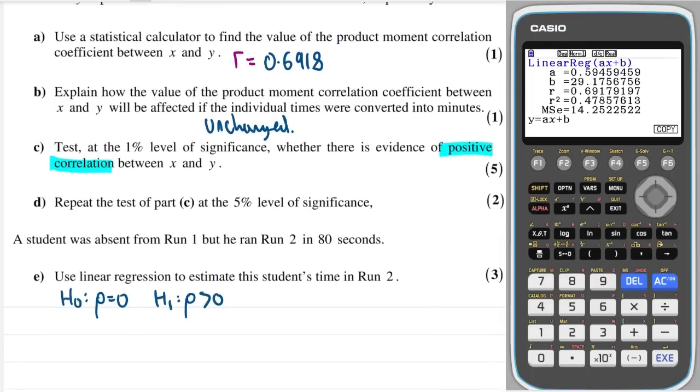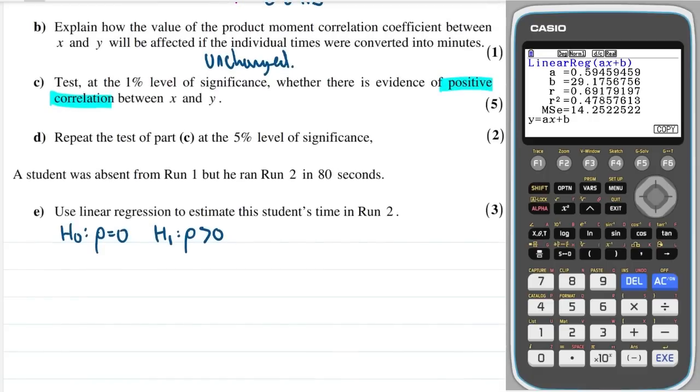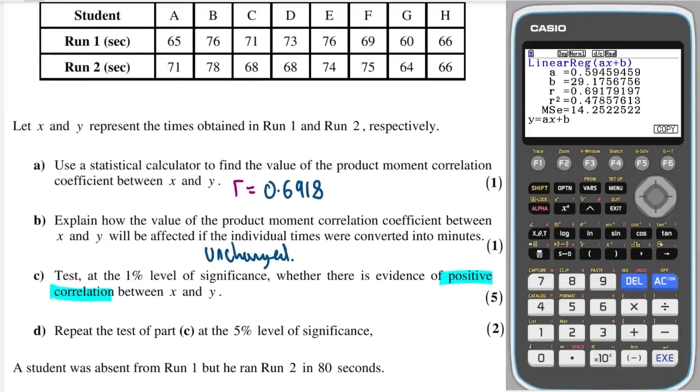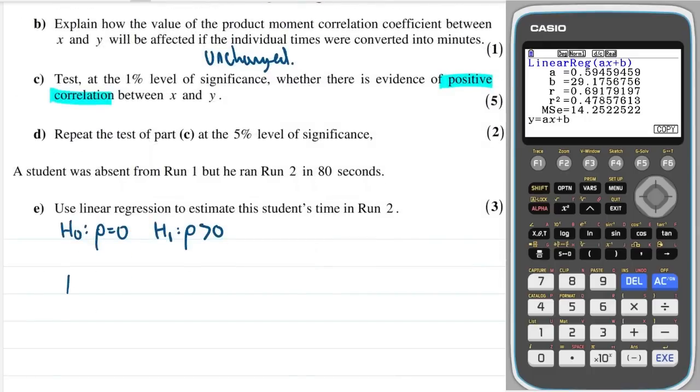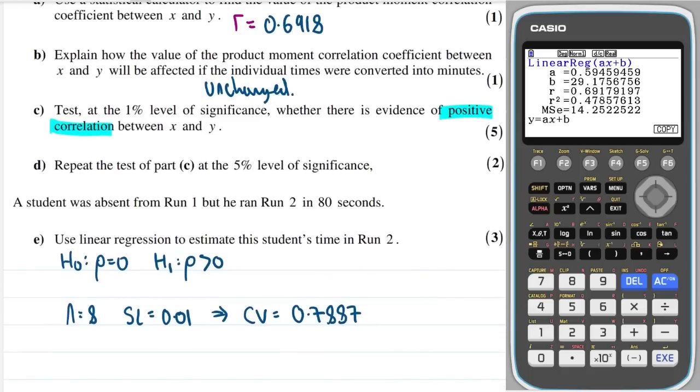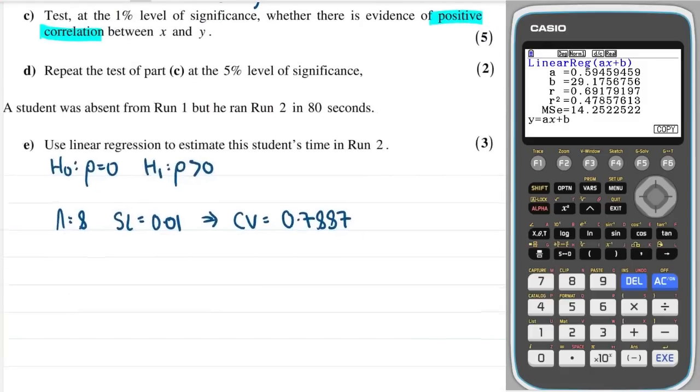We next will need to find from our tables how many samples we've got: 1, 2, 3, 4, 5, 6, 7, 8. So we'll have to find n is equal to 8 and sig level is equal to 0.01. And this, from our tables, will give us a critical value equal to 0.7887. Okay, now we compare that to our value of r, and you can see here that r is less than the critical value. So we write 0.6918 is less than the critical value.